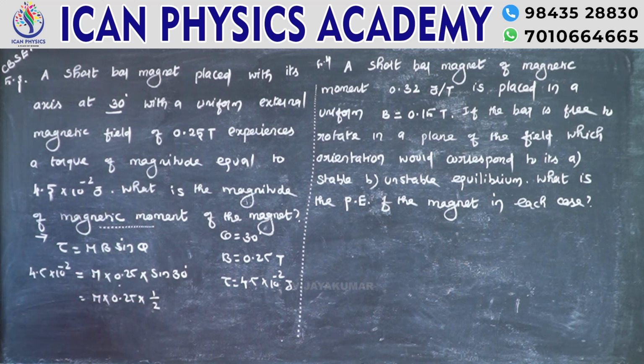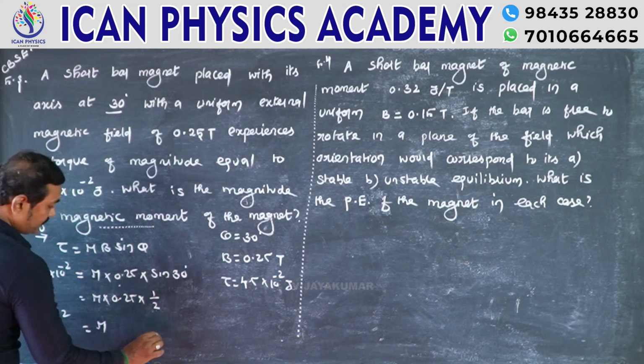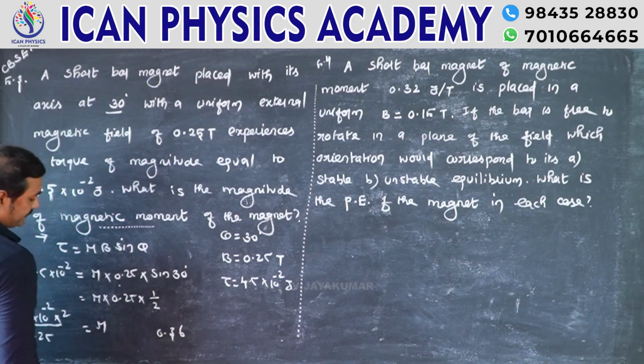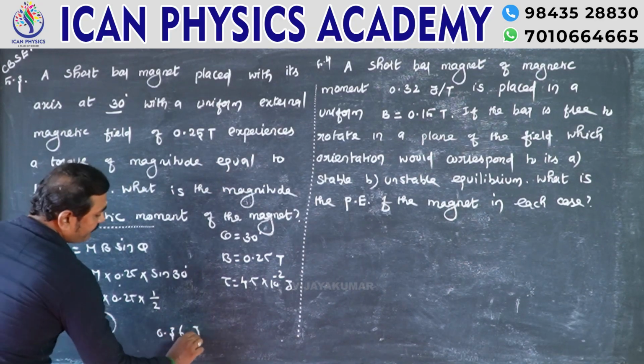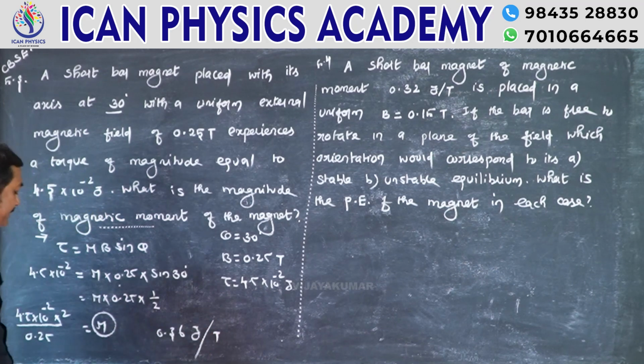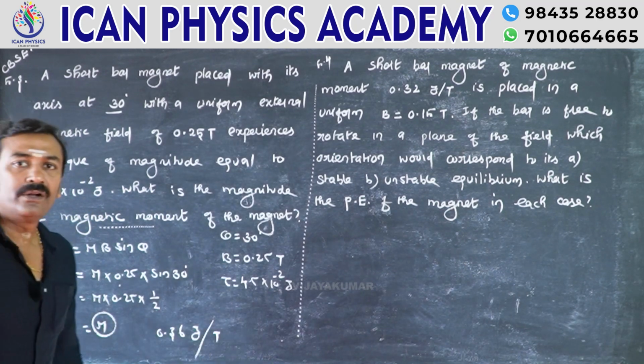Now, take all the terms to the left side. So, 4.5 into 10 to the power minus 2, the division 2 comes to this side as multiplication, divided by 0.25, the multiplication comes to this side as division, equal to M. By solving this, we get 0.36. This much of magnetic moment. What is the unit of magnetic moment? Joule per Tesla.